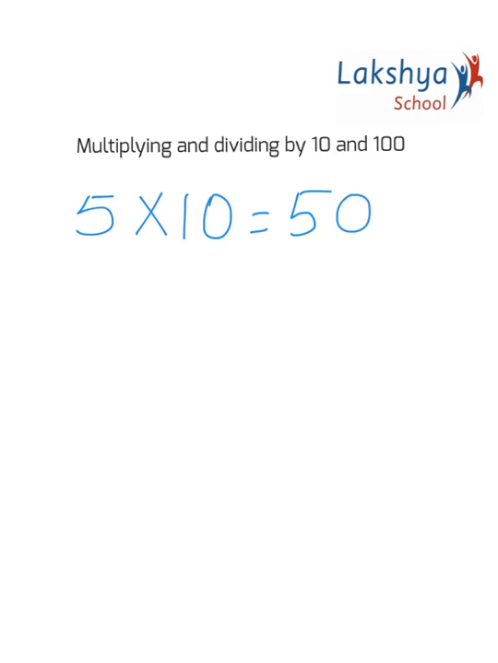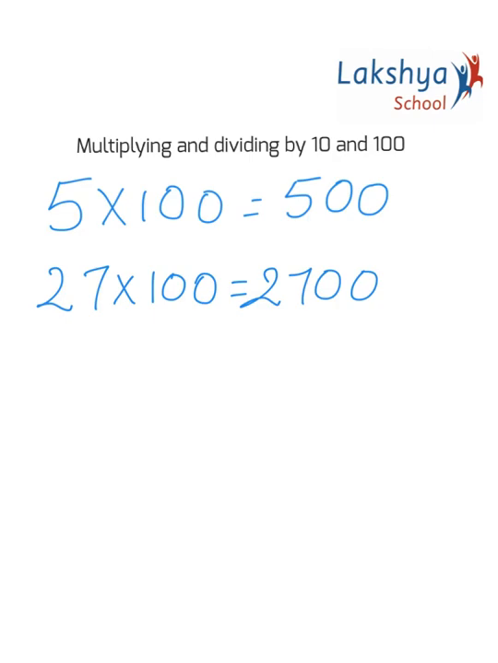Now let's take a two-digit number. I take 27. 27 multiplied by 10 is equal to 270. The number 27 has moved one step to the left.